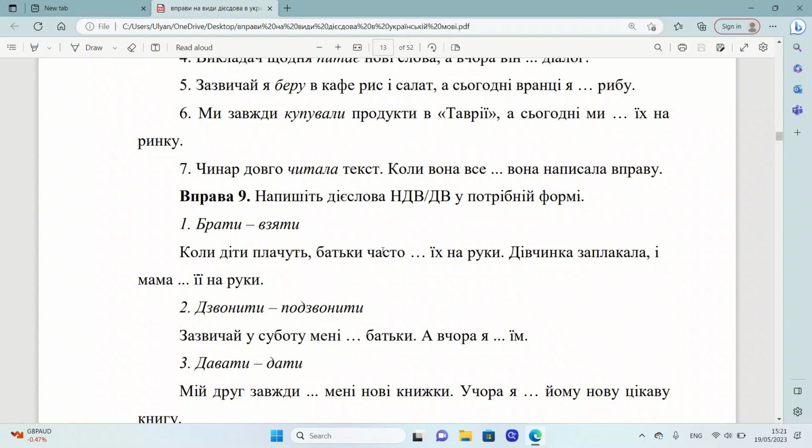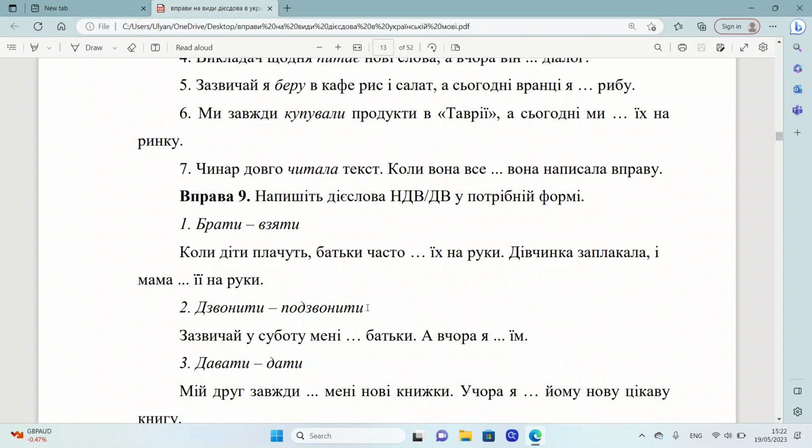Коли діти плачуть, батьки часто їх на руки. Дівчинка заплакала і мама її на руки. So, коли діти плачуть, батьки часто, so habitual, беруть їх на руки. So when children cry, parents take them or hold them in their arms. Дівчинка заплакала, so the girl started to cry and her mother took her. So мама, so it's perfective, взяла її на руки.